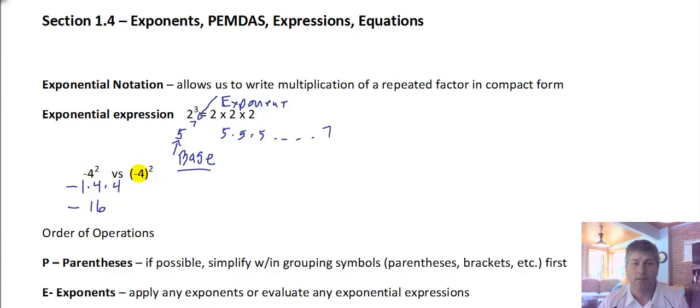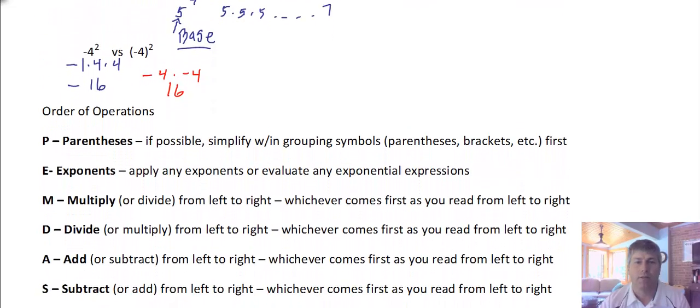Now with parentheses, this is a little different. That is the opposite of 4 times the opposite of 4, or our negative sign is being squared. That is a positive 16. So be careful. It's a very common mistake that young math students make when working with exponents, is oftentimes they forget what the exponent is being applied to. Here it's being applied to just the 4 and not the opposite sign. Here it's being applied to both the opposite sign and the 4 because of the parentheses. And that's a nice lead into our order of operations.